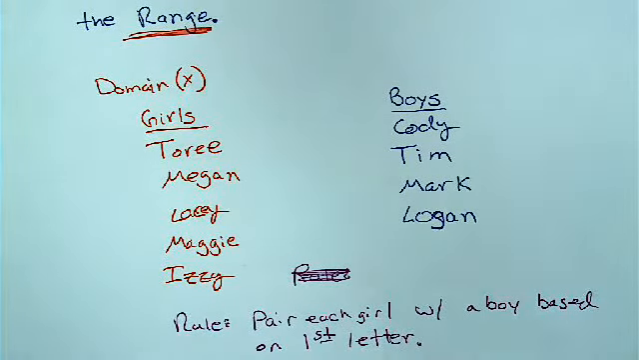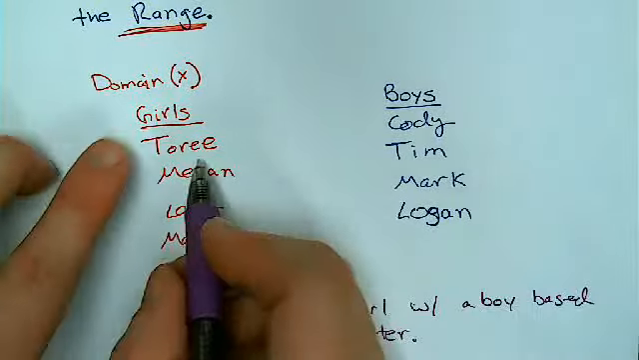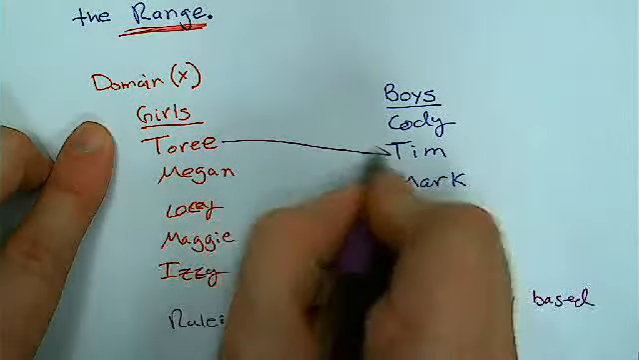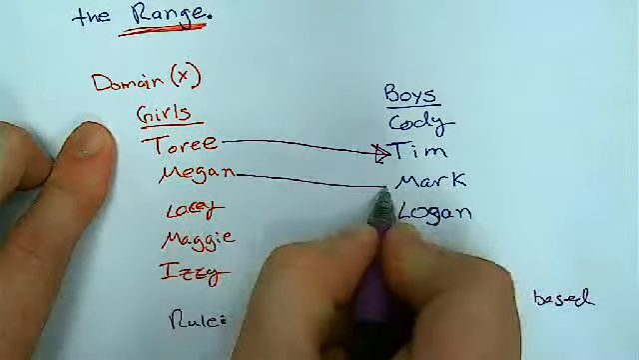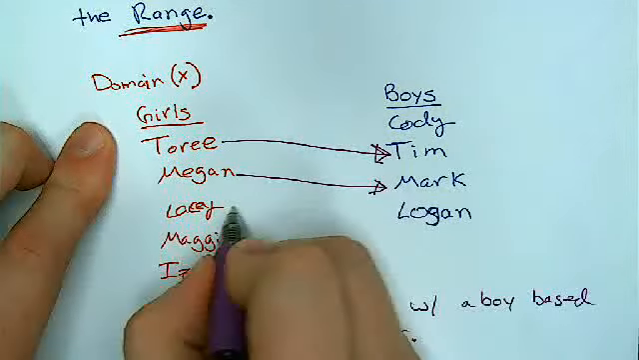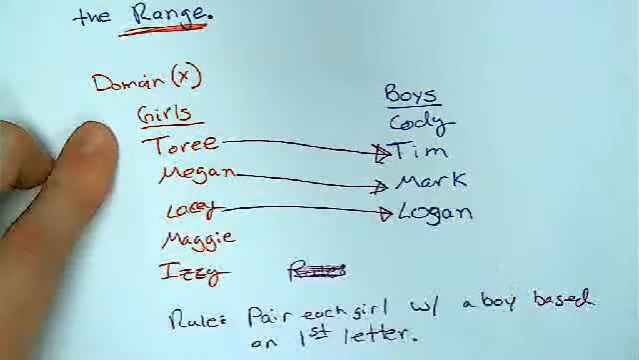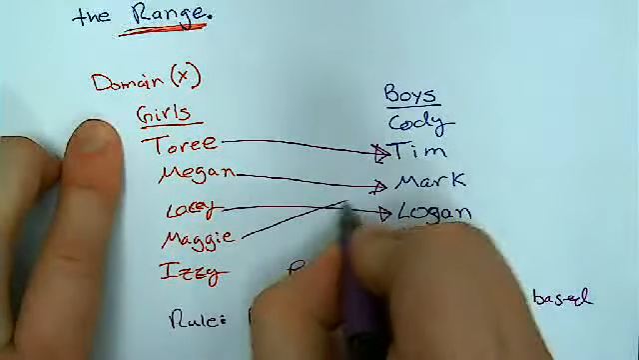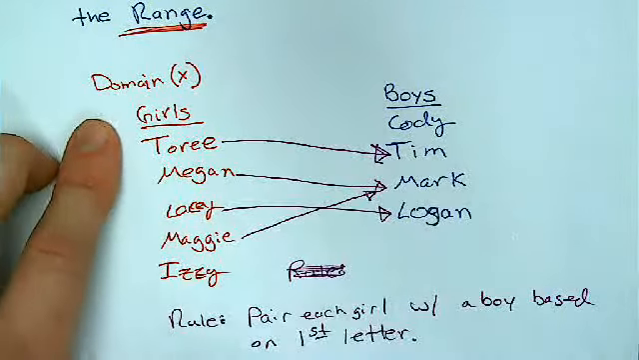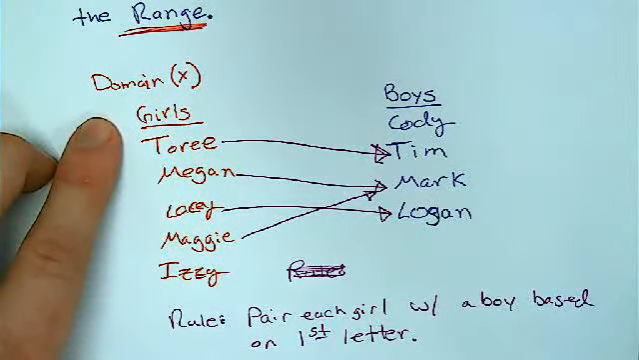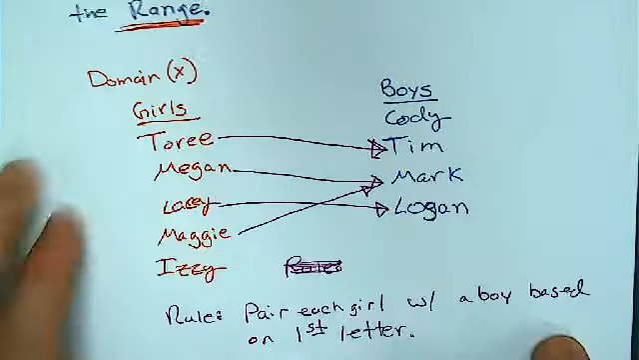So when I go through and I do these pairings, let's see, Tori gets paired with Tim. Megan gets paired with Mark. Lacey gets paired with Logan. Maggie gets paired with Mark. And Izzy doesn't get paired with anybody.